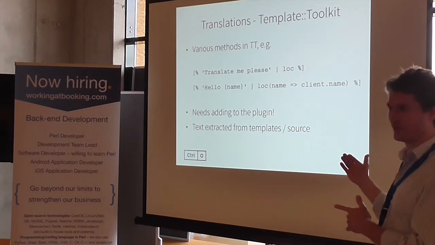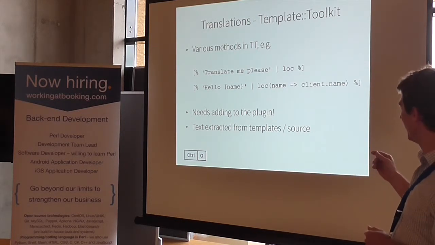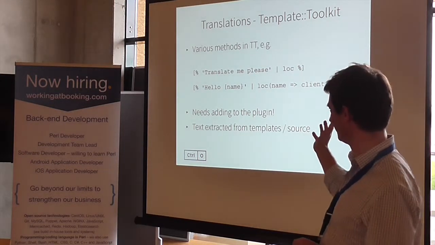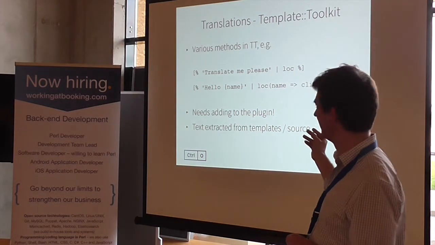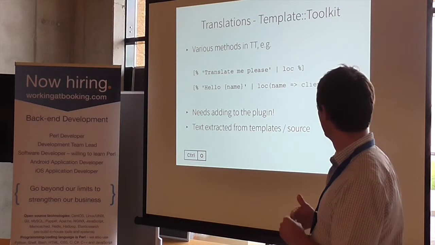So what we were looking at then was translations within the code. Of course, a lot of the time you're going to be having your text in a template, and so there's methods to do that as well. There's 3 or 4 different ways of doing that. I've just picked out a couple. And this is for Template Toolkit. I don't know whether other templating engines are supported.